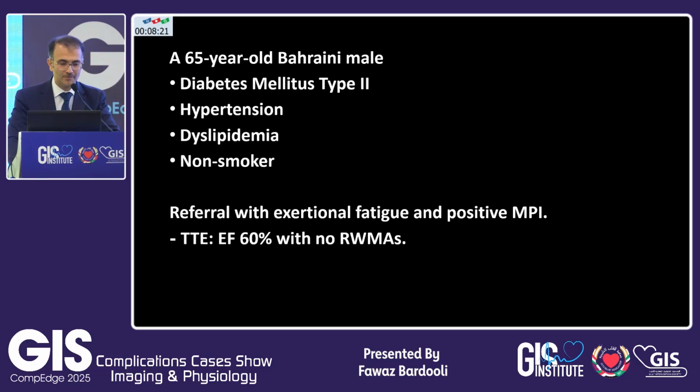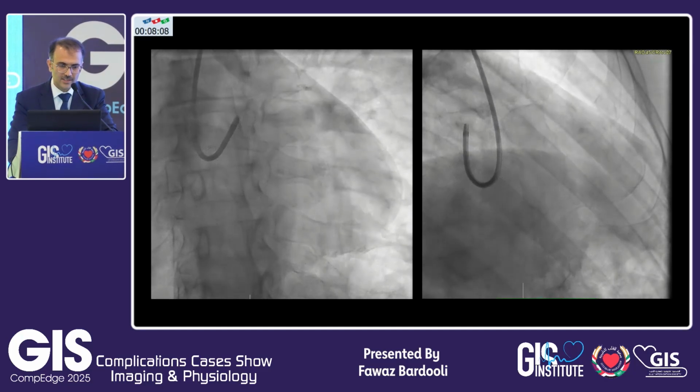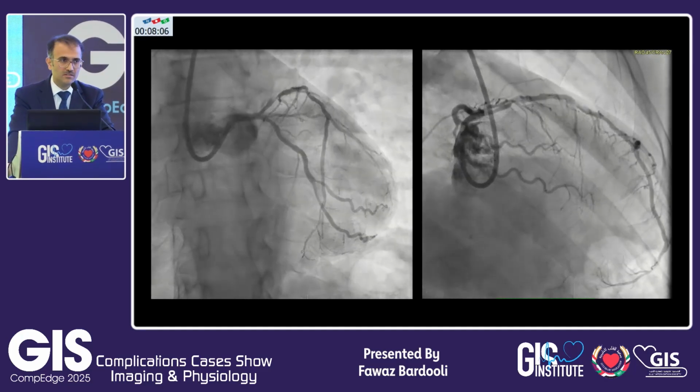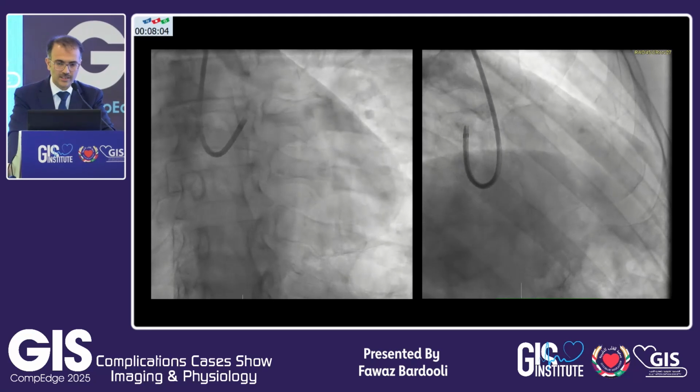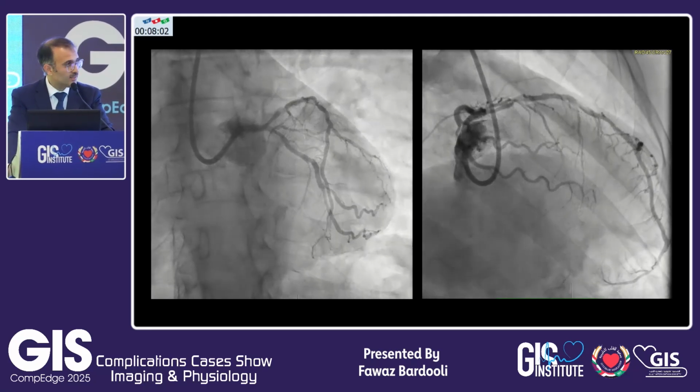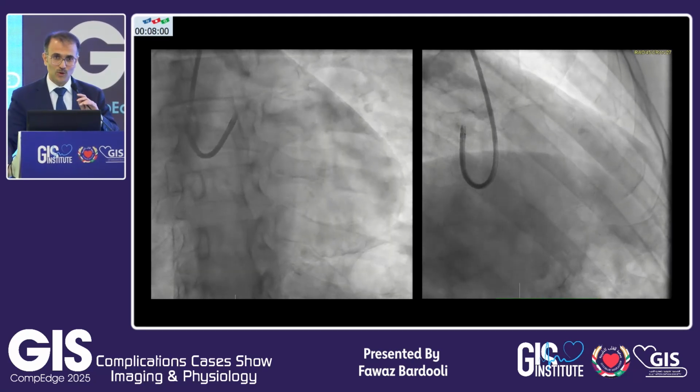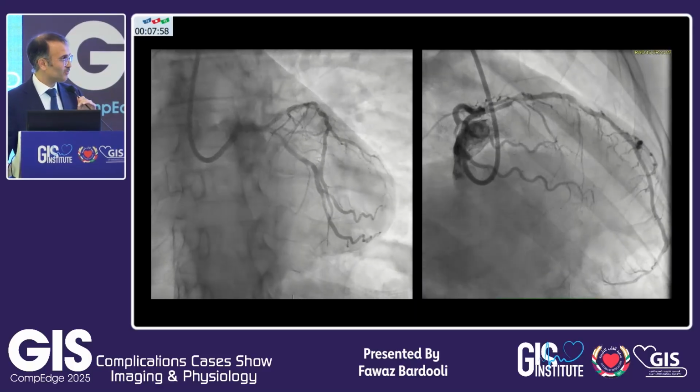Here I need a voting from you because I don't want you to sleep. It's too early. This is a 65-year-old male, diabetic, hypertensive, dyslipidemic, referred with exertional fatigue and a positive MPI. Good LV function. This is his angio. His right is non-flow limiting disease.